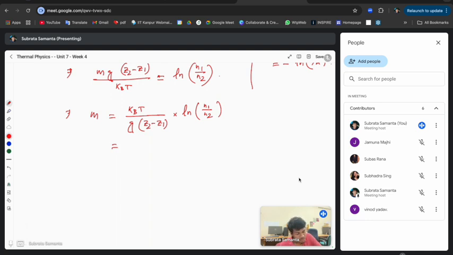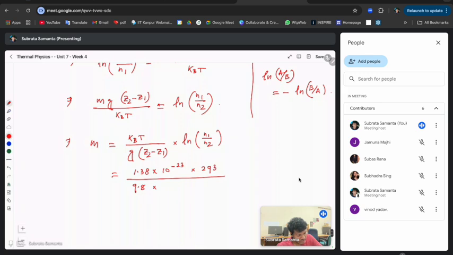Okay, so the value of Kb in SI unit is 1.38 times 10 to the power minus 23 joule per Kelvin, times temperature T. What is the temperature? 293, right? So 293 Kelvin. Please cross check this value. Divided by g, the value of g in SI unit is 9.8, and z2 minus z1.